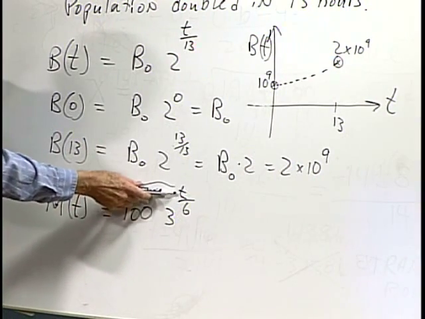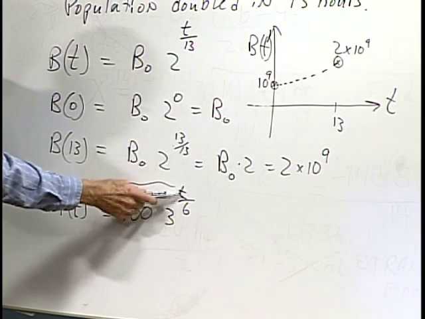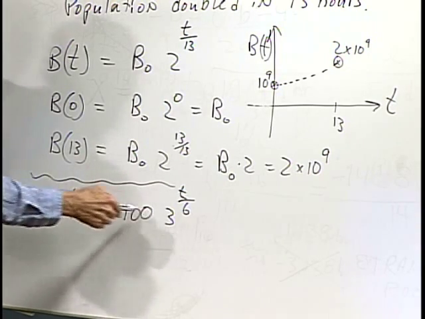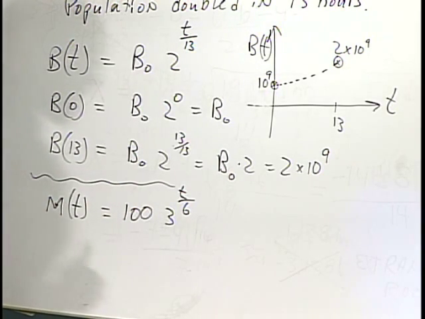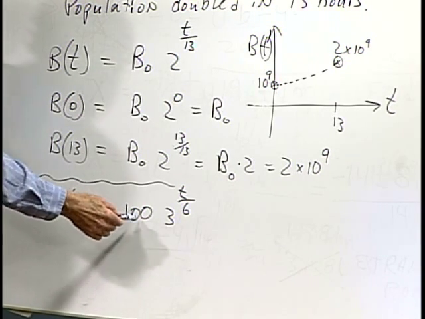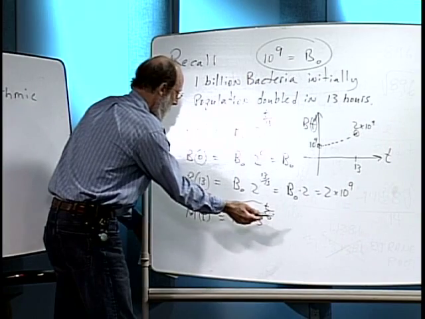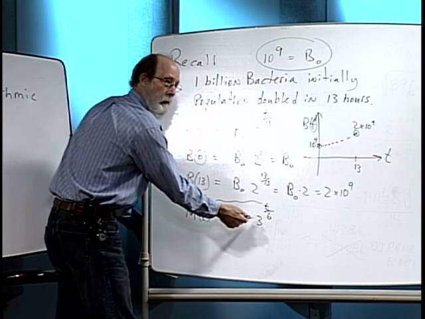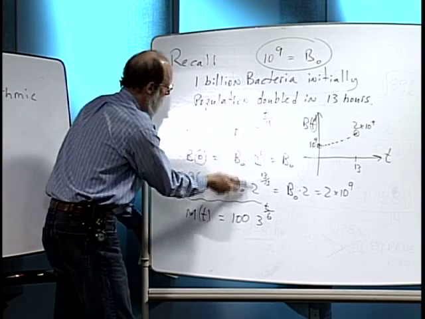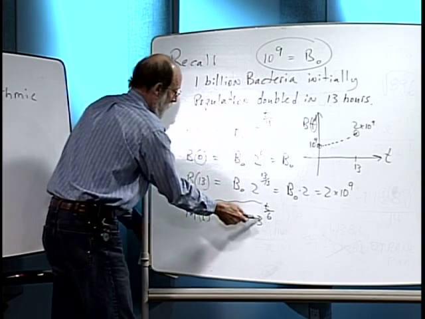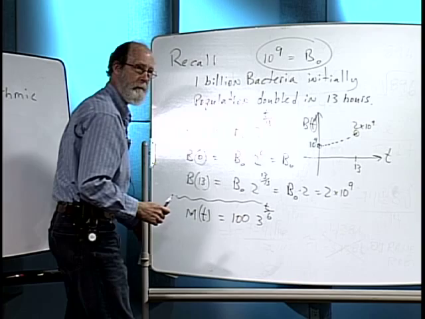T over 6. Because if you put in 6 years for t, then this becomes 3 to the first power, and you're going to end up with $300. Okay? So that's an easy way, if you have a piece of information about your initial population or initial amount, in this case $100, then you can build a model if you have some information about either doubling time like we did with the bacteria, or tripling time in this case.